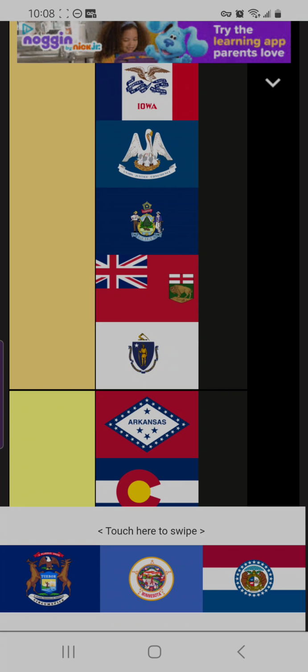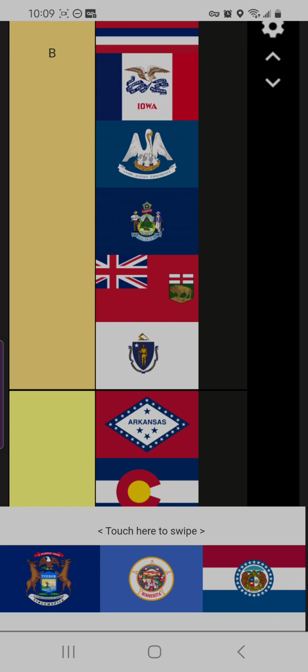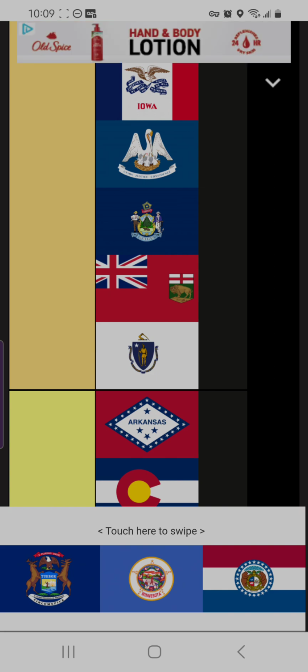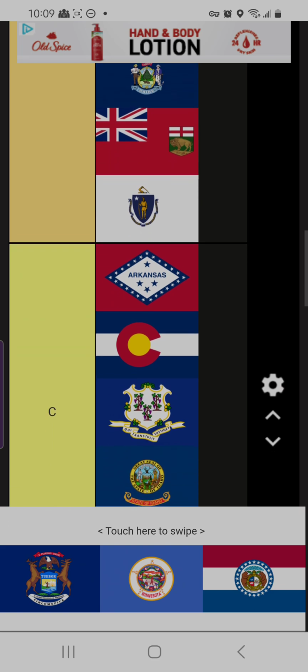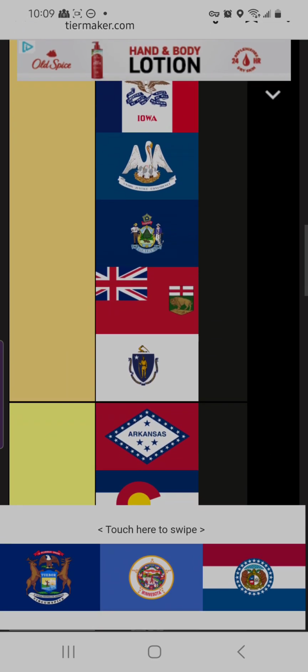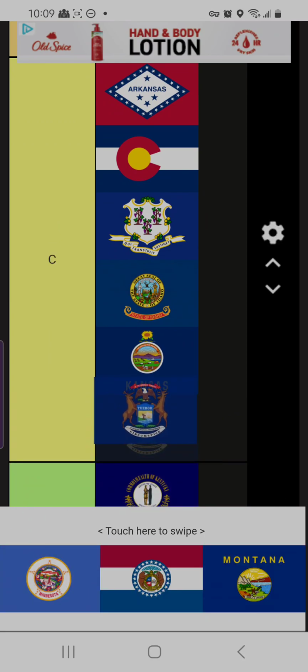Now, Michigan is one of those unique flags where it actually shows moose. Kind of like Maine's, but the moose. Oh, wait. Not moose, it's deer. It's one of those more unique flags because this is the only flag that shows deer. No, Vermont also has a deer, I think. But this one actually uses the deer the best. But I think this is just a pretty basic flag. I'm gonna put it in C tier.